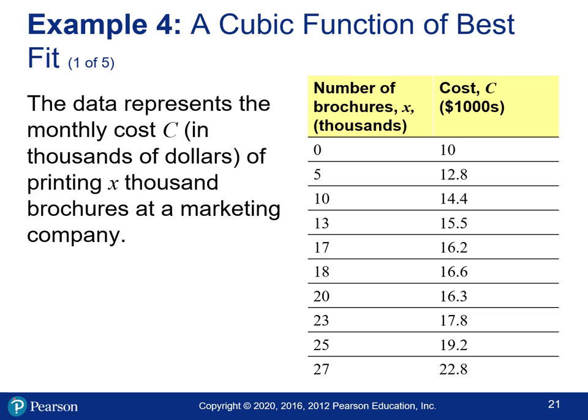Okay, one last example here. This one we're going to start with data in a table form, and we're going to use a regression model to find a cubic function that approximates these data points. This represents, in thousands of dollars and thousands of brochures, the number of brochures that a marketing company makes, and then the cost for printing them. So if they make 0 brochures, it costs them about $10,000, and you can think of that as overhead costs, like rent, machinery, things like that. And then 5,000 brochures cost them $12.8 thousand, and so on.